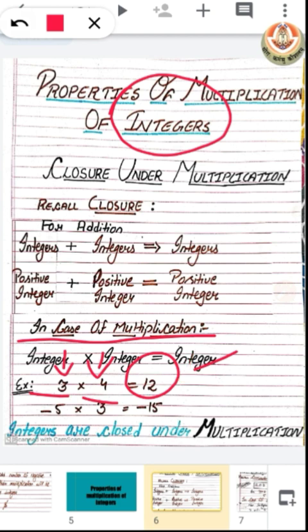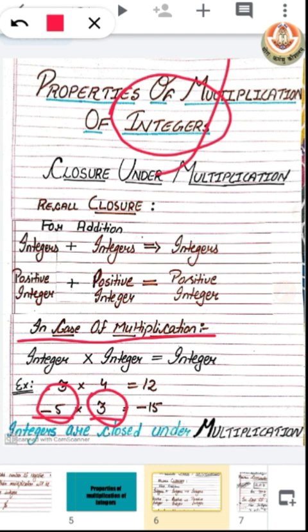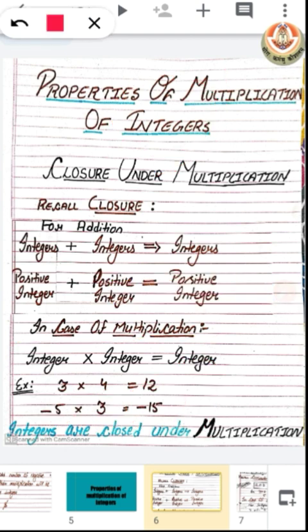Let's check with more examples, taking one negative integer also. Here we are multiplying one negative integer with a positive integer. It is negative, it is positive, but they both are integers. And their answer, which is minus 15, is also an integer. So we can say that it proves that integers are closed under multiplication. That means we conclude that integers are closed under multiplication. I hope you all get it.